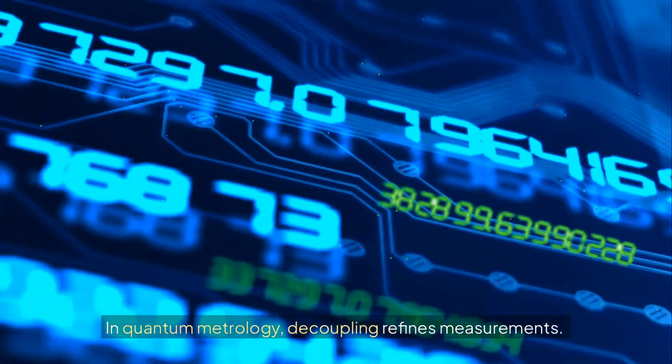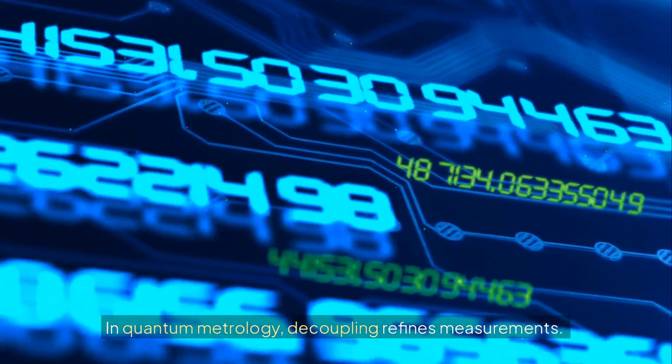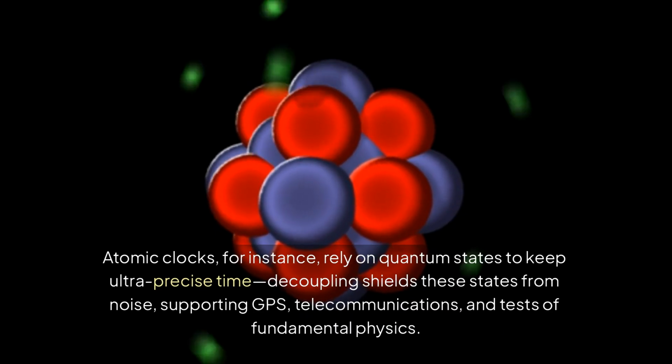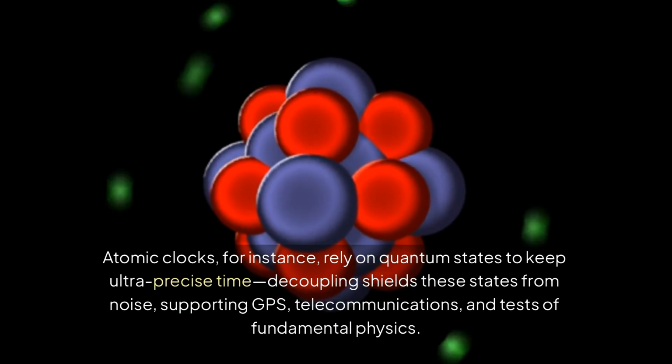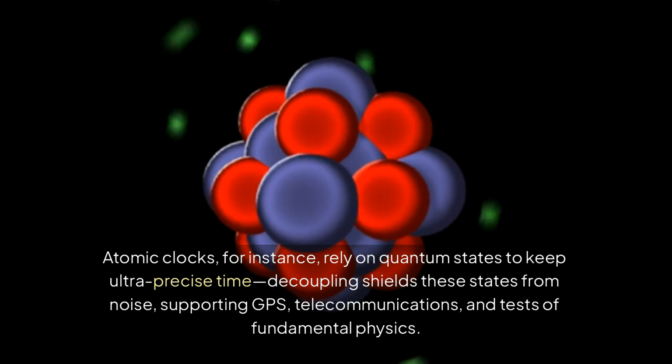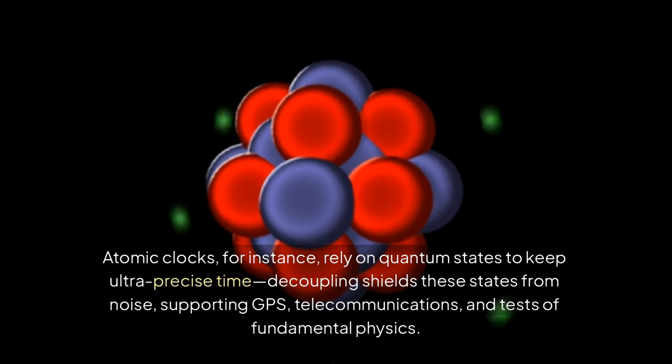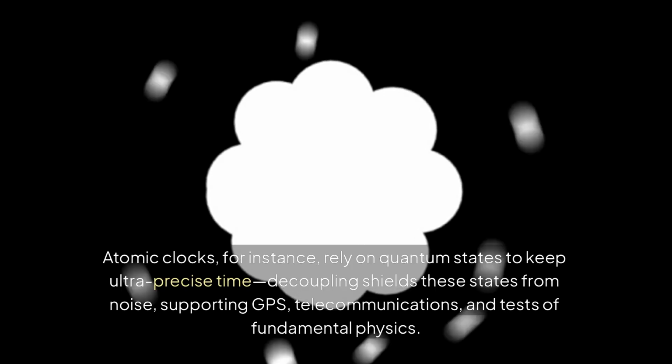In quantum metrology, decoupling refines measurements. Atomic clocks, for instance, rely on quantum states to keep ultra-precise time. Decoupling shields these states from noise, supporting GPS, telecommunications, and tests of fundamental physics.